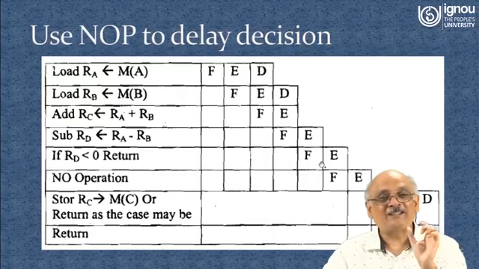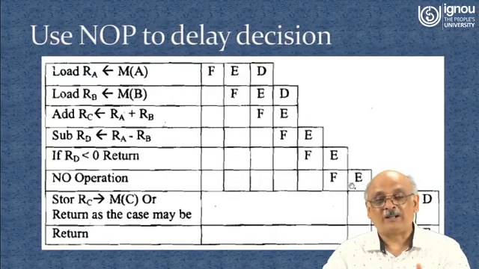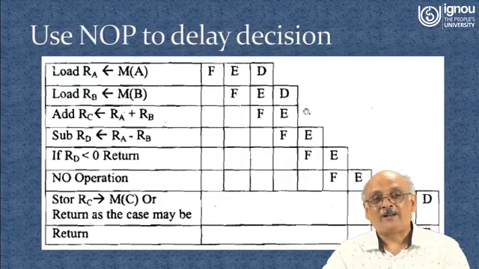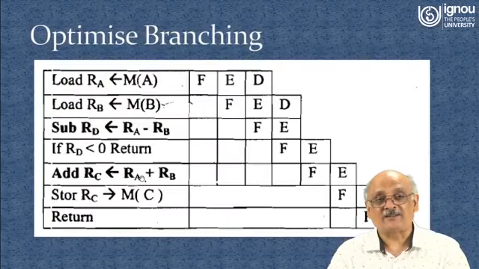Remember, the RISC pipelining is small and very efficient, so just one no operation will be good enough. It is not harming your interest to a great extent. So that is the way the RISC pipelining is helping you as far as delayed decisions are concerned.